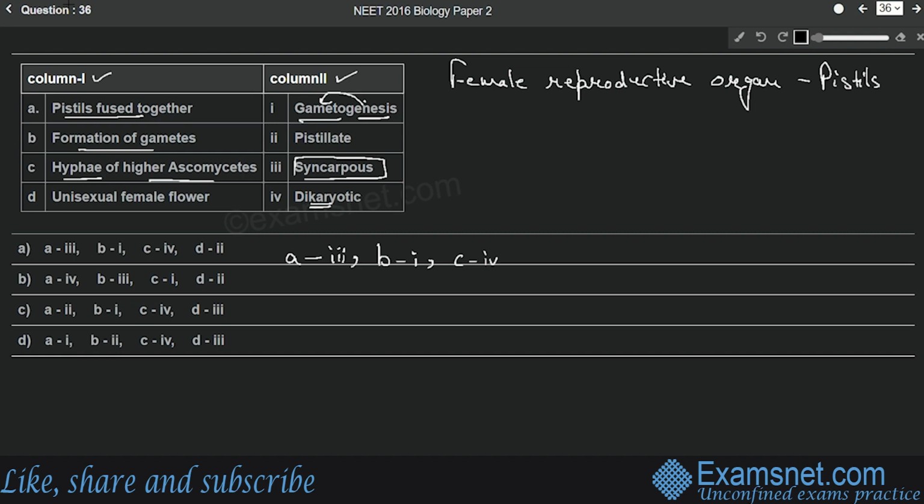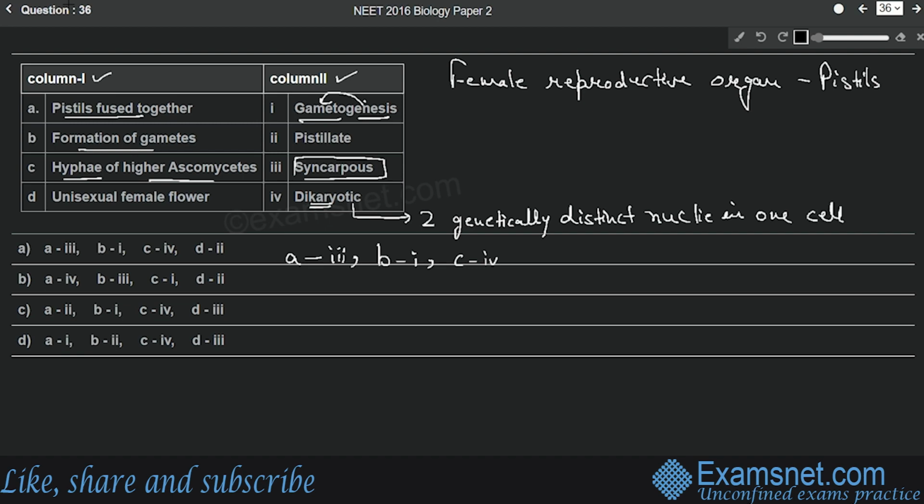What is meant by dikaryotic? It means that one cell contains two genetically distinct nuclei. So two genetically distinct nuclei in one cell. This condition is known as dikaryotic.